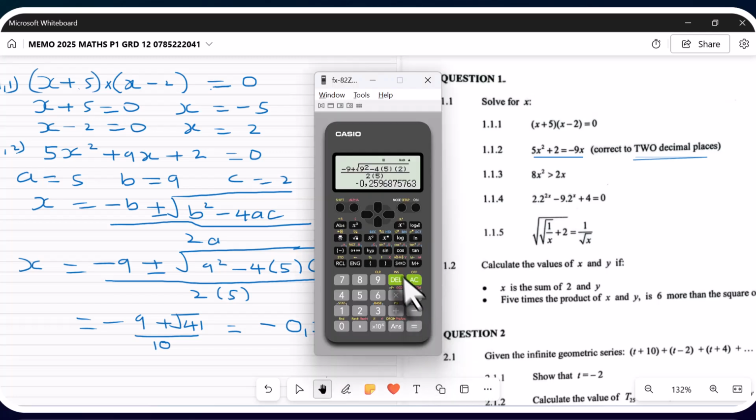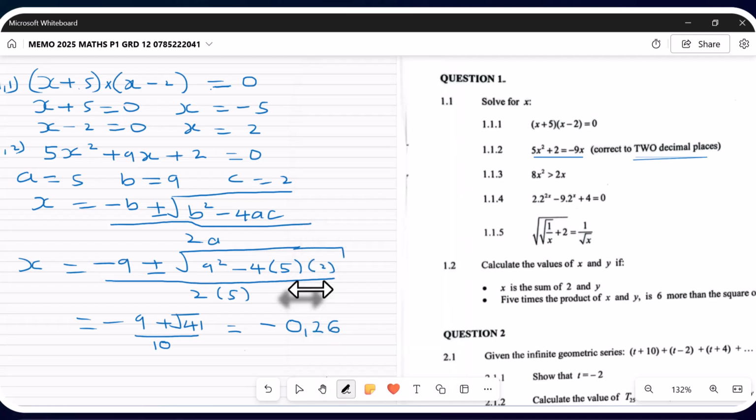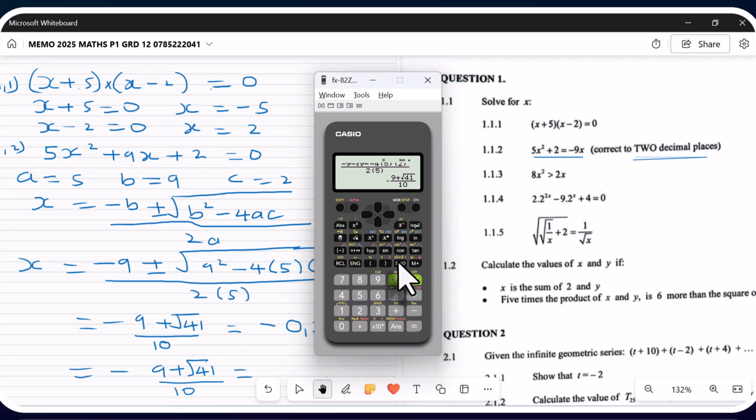Now put a minus here, and then see what we get. As you see, it gives us negative 9 plus root 41 divided by 10. So x will also be negative 9 plus root 41 divided by 10. Now here, if you press the SD button, what we get is negative 1.54, negative 1.5 and 4.